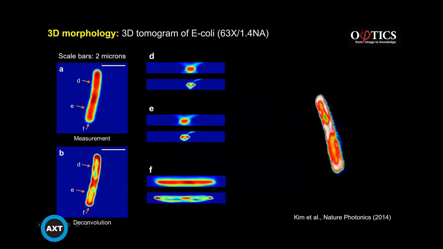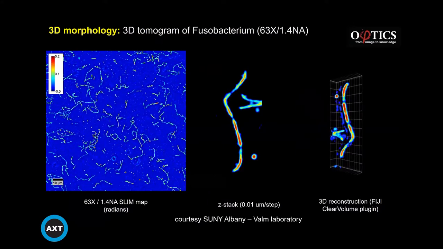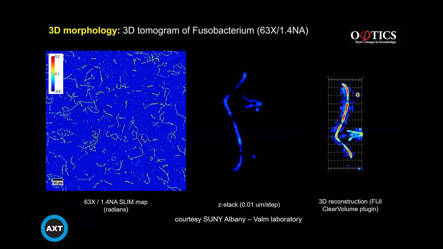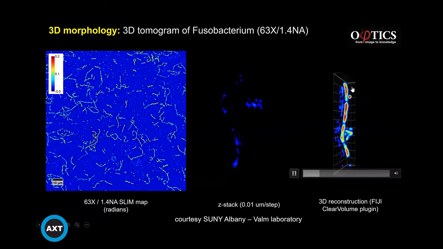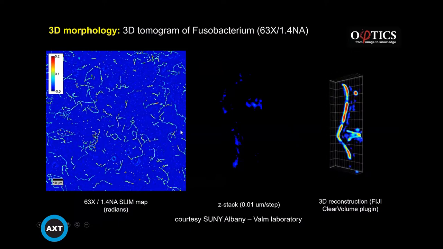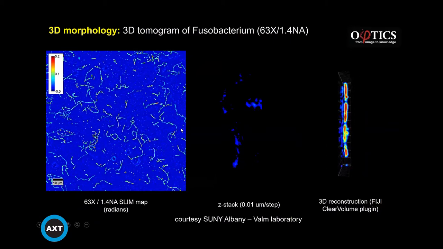And of course, the 3D tomography or 3D reconstruction of samples is important, and it can be done starting from the single cell all the way to multi-cell or all the way to mammalian samples. This is another example of bacterial imaging and reconstructing a 3D profile for this. In this particular case, it was shown just for one particular bacteria or group of bacteria, but like I mentioned before, it can be done for the entire field of view. So you can get a 3D profile of the entire field of view.